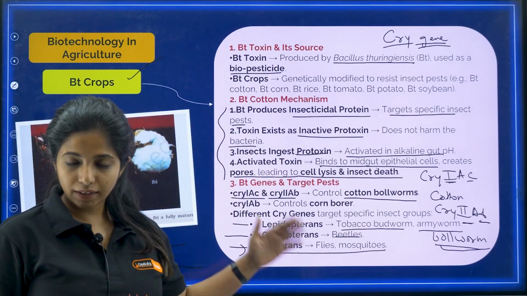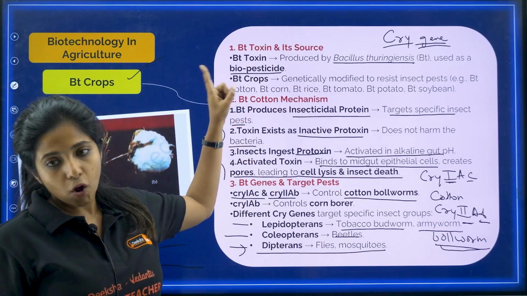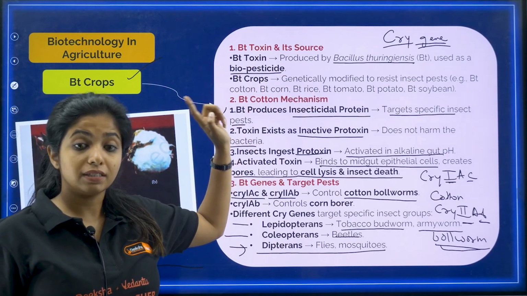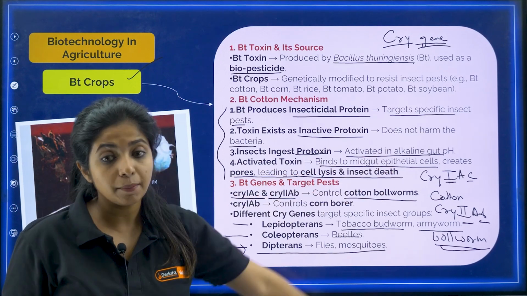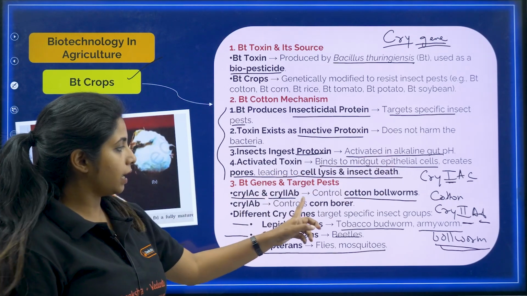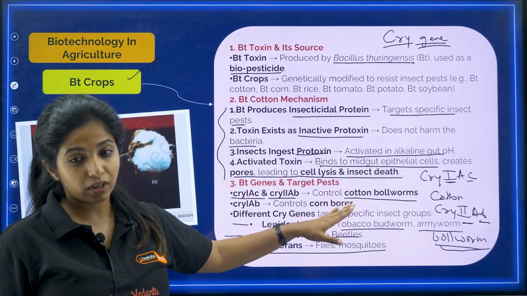Cool. Please remember the cry gene, please remember the name of that guy, and also that it is a biopesticide or biocontrol agent. It is there in an inactive protoxin state and gets active in the mid-gut, and it damages the epithelial cells. And remember the names of the cry genes and what they do. Cotton bollworms, corn borers, very famous question.